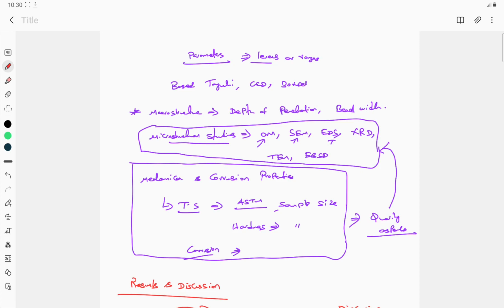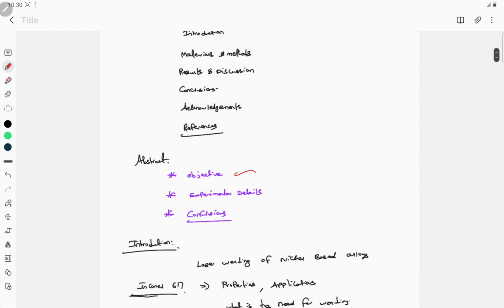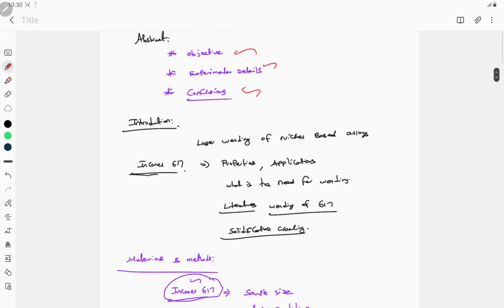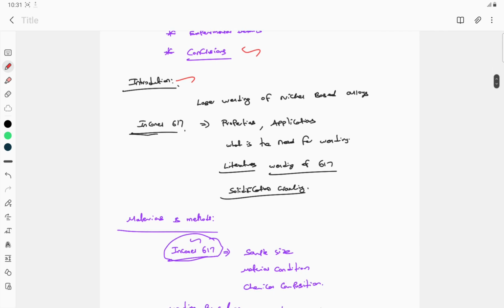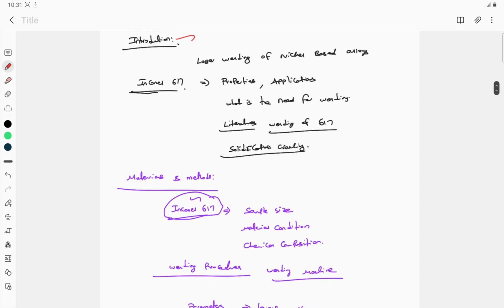Basically we have the abstract, where you get the objective, experimental details, and conclusion in a very short manner. In the introduction you get information related to the material, what its applications and properties are, and what is the need to do welding on that material. And we will be having conclusions from the previously published literature, what problems were reported by those authors. For that particular problem, how the authors are giving a solution in this research work, you could see at the end of the introduction part.